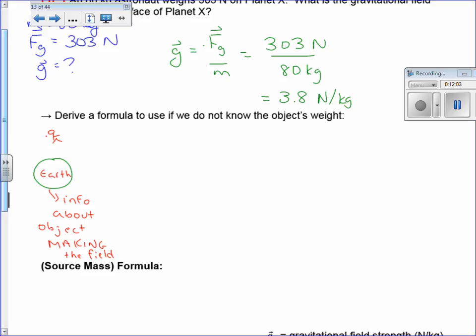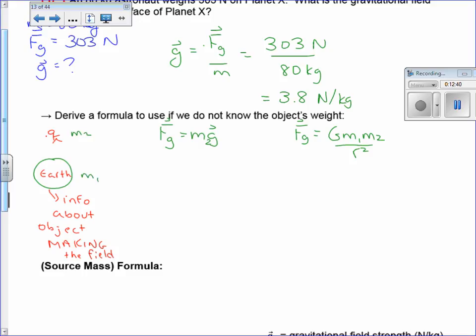So we have two formulas we've used already. We have FG equals M times G, and we have FG equals big G times M1 times M2 over R squared. When we're talking about test mass, or the object in the field that's experiencing a force, I'm going to call that mass 2. Mass 1 in the force of gravity formula will be the object creating the field.